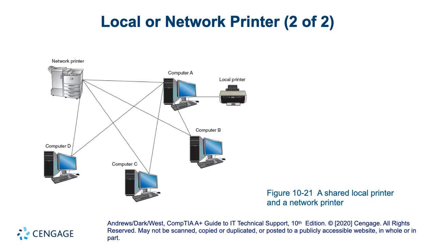Now this is showing a shared local printer and a network printer, right? So computer A has a local printer and it's sharing it with everybody, and then also you have a network printer all by itself that everybody can access. And then, like I said, you could have it set up another way where you have that network printer and then you have a server that you add the network printer to and then share it as if it's a local printer to that server, and it makes it easier to manage the network printer.